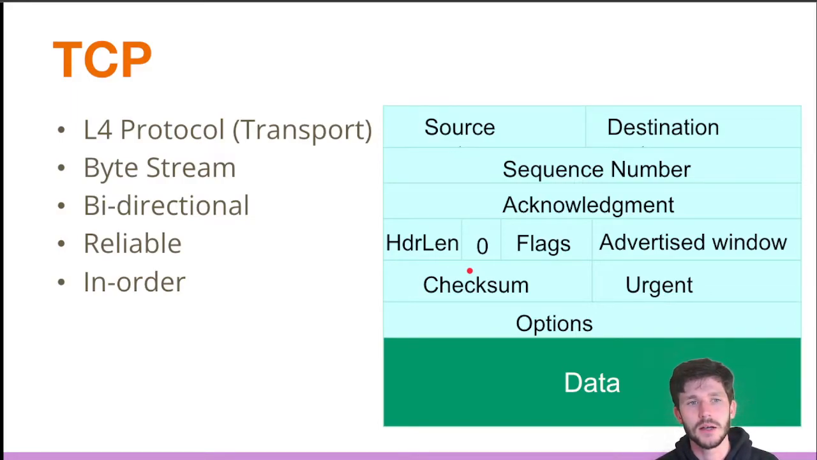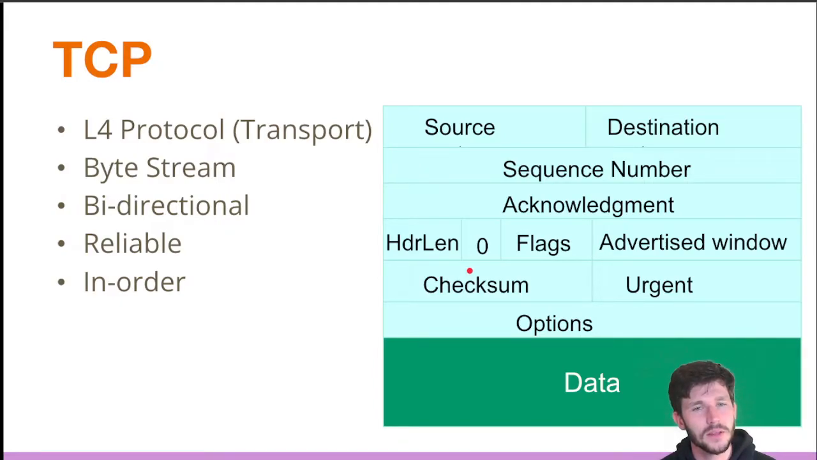Now, it's useful to point out that these TCP connections, when they're established between two sides, are bidirectional. What this means is if I establish a connection with you, I can send you data and you can send me data over this TCP connection.